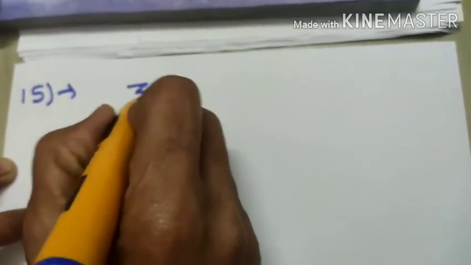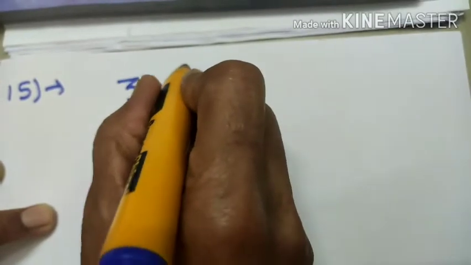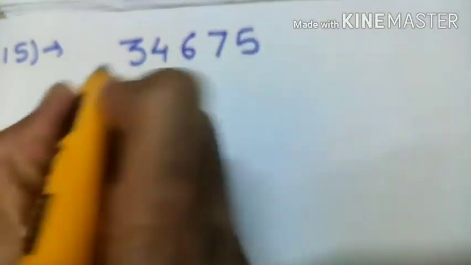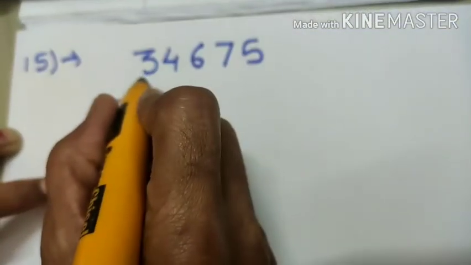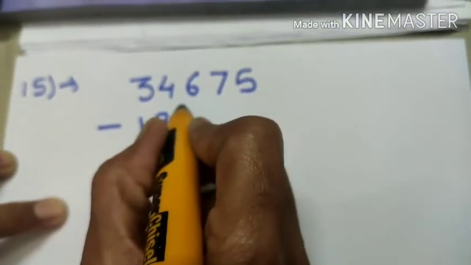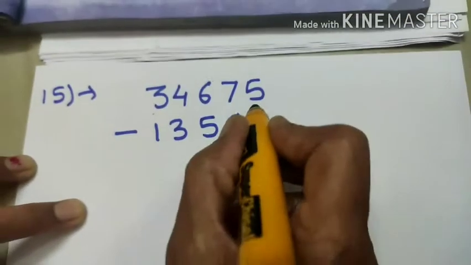15th question answer I am showing you. So I am directly writing the numbers arrangement, that is, the bigger number first: 34,675 minus 13,564.